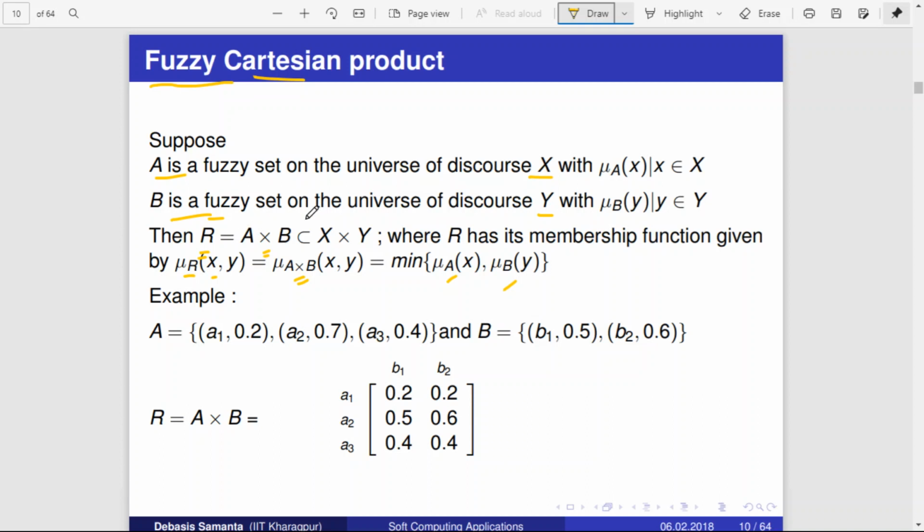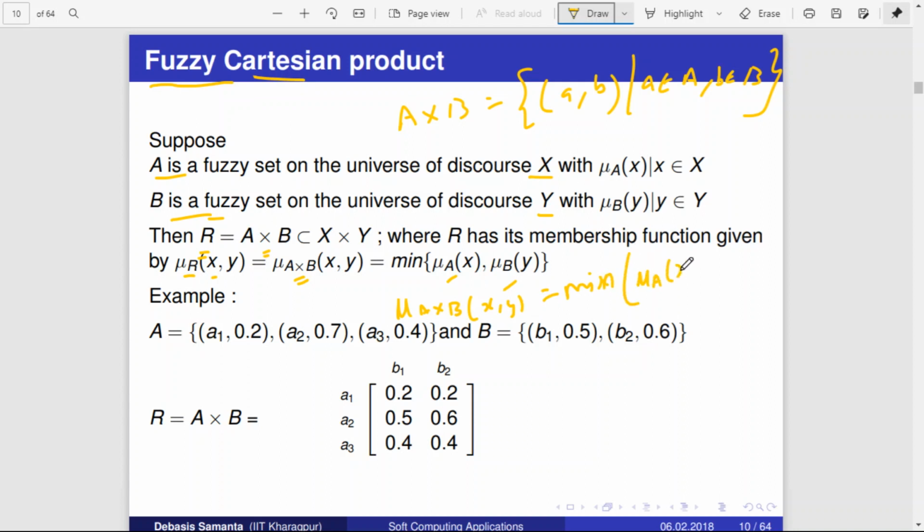Whereas in the case of the Cartesian product of a crisp set, A cross B is nothing but the pairs (a, b), such that a belongs to A and b belongs to B. This is how we define the Cartesian product of two crisp sets. Whereas the Cartesian product of two fuzzy sets on x comma y is defined as the min of set A and set B. That's it. This is how we define the Cartesian product of fuzzy sets. So fine, let us discuss this with an example.